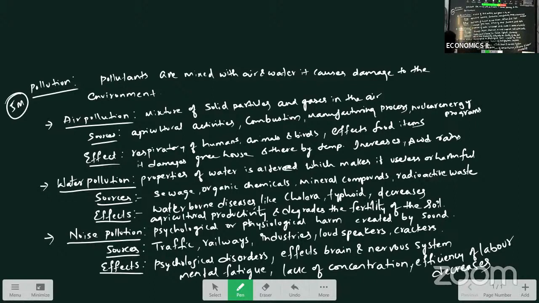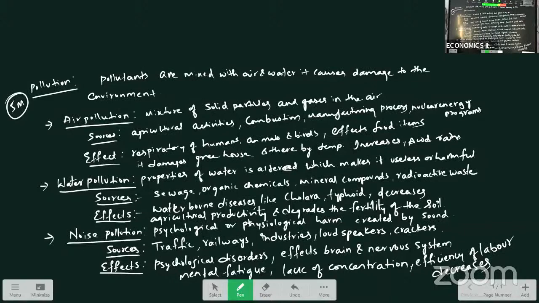And water pollution, the properties of water is altered, which makes it useless or harmful. Generally, when we take fresh water, it contains certain minerals, which is very beneficial for human survival. But when water particles are altered, altered means what? Whatever the minerals which are used for human survival will be damaged, which causes harm to human life.